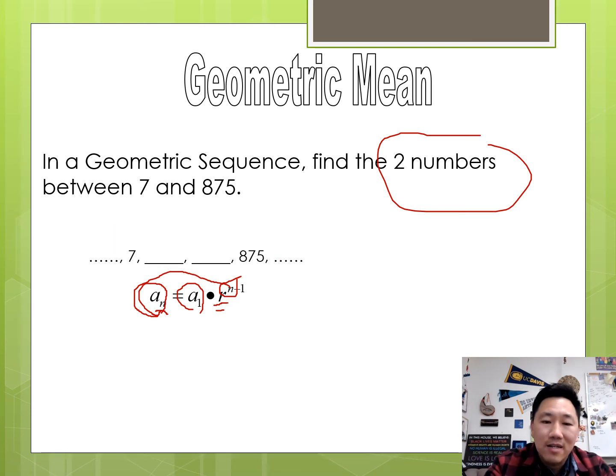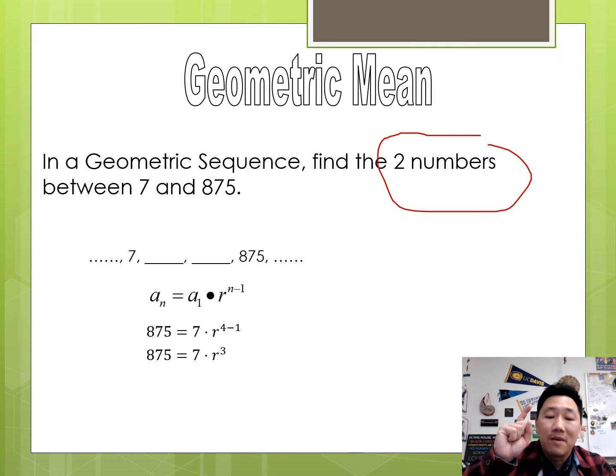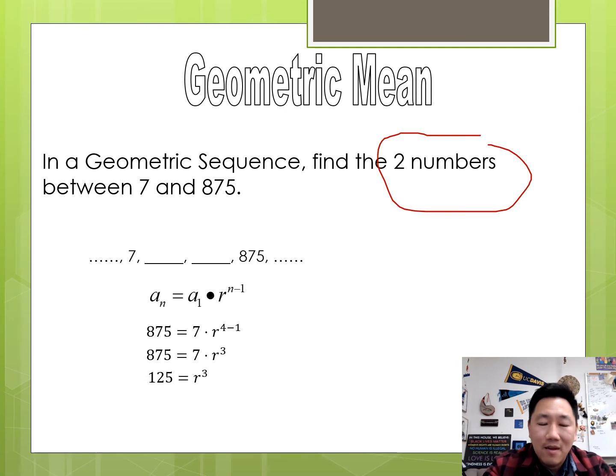Okay, let me erase that a little bit and plug everything in. 875 equals 7 times r to the 4 minus 1. Go ahead and do the 4 minus 1. We're going to go ahead and get rid of the 7 by dividing the 7 to the other side. All right, and in this problem, you don't use logs because the variable is not in the exponent. We only use logs when the variable is in the exponent. In this case, we just use regular math.